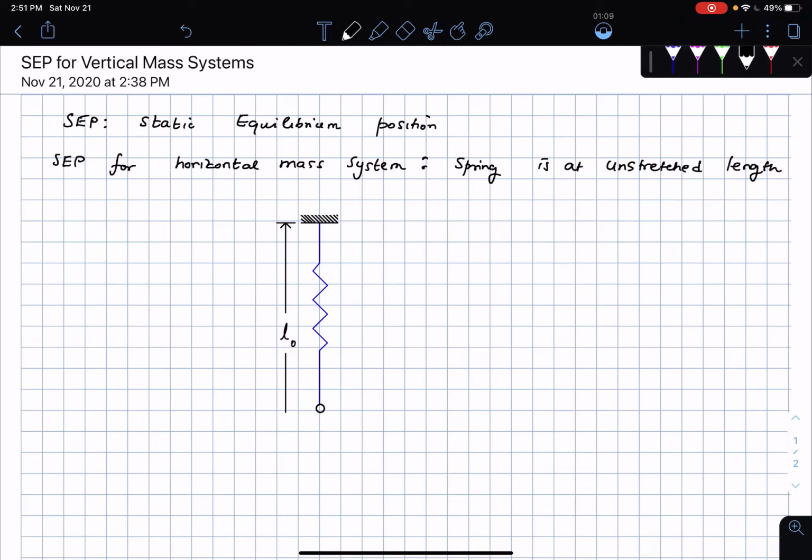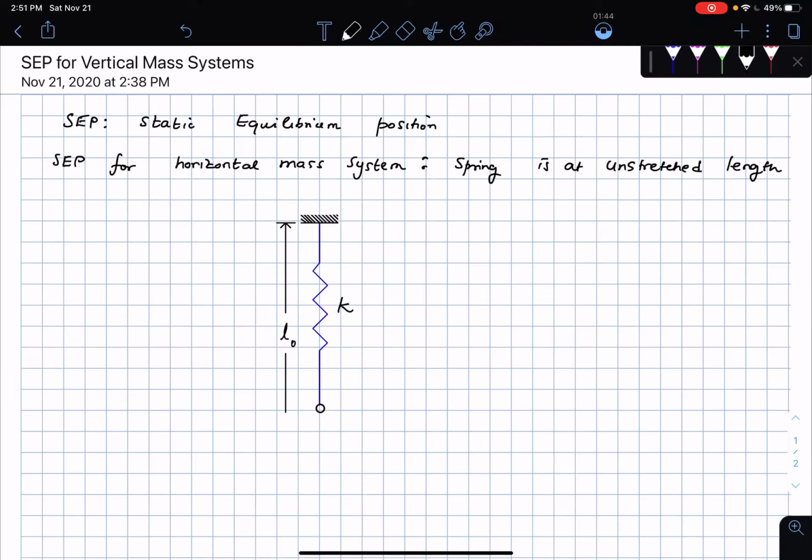Now, let me consider the system that you're looking at here. In this system, initially the spring is at the unstretched length L0. This is a spring of stiffness capital K. Then I take a mass and attach it underneath the spring, at the end of the spring. The spring is going to be stretched and comes to a static equilibrium position where the restoring force of the spring is balanced by the weight of the mass that is attached to the spring.